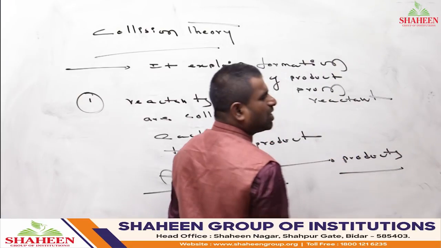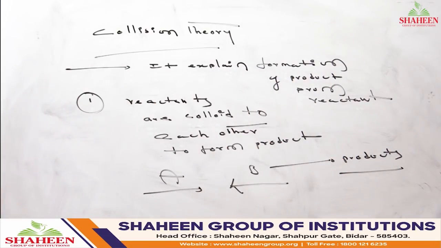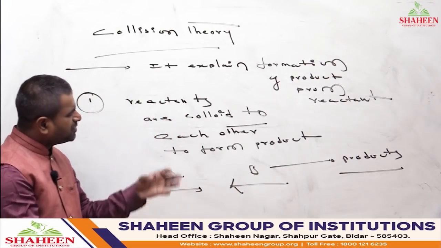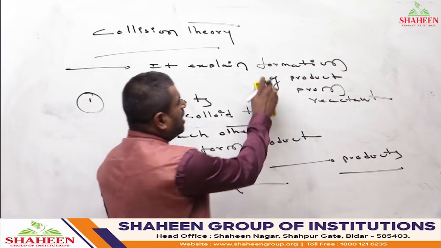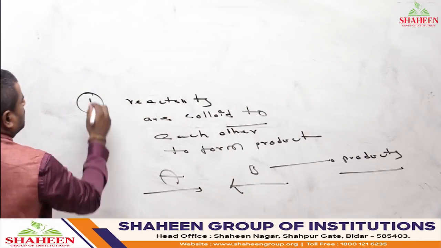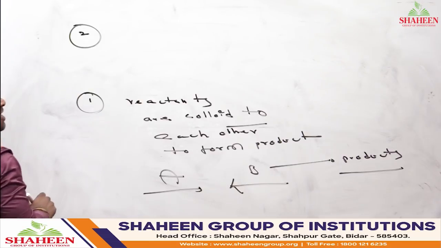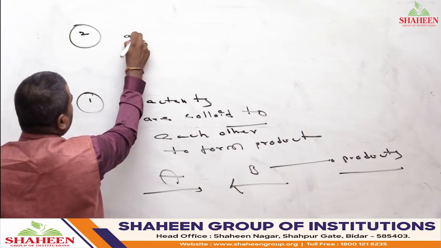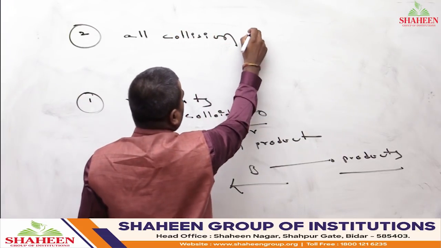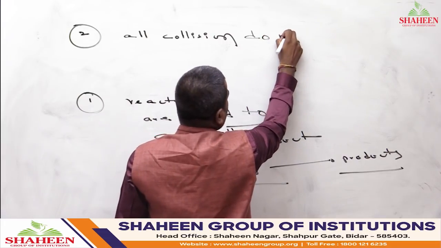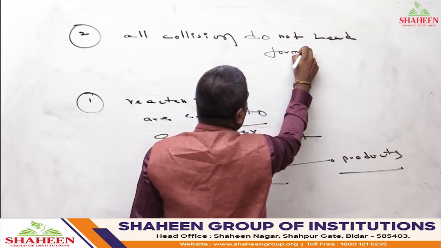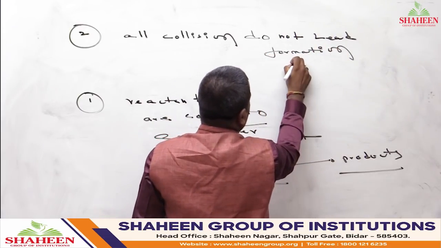But all collisions do not lead to the formation of product. Remember students, first point, according to collision theory, reactant molecules collide with each other to form products. But all collisions do not lead to formation of product. Second point, according to collision theory, all collisions do not lead to formation of product.